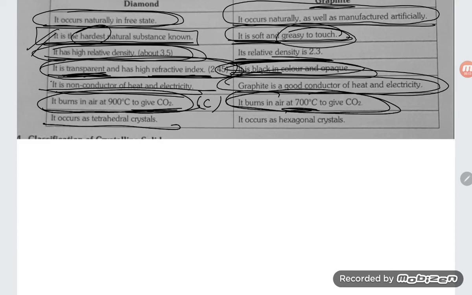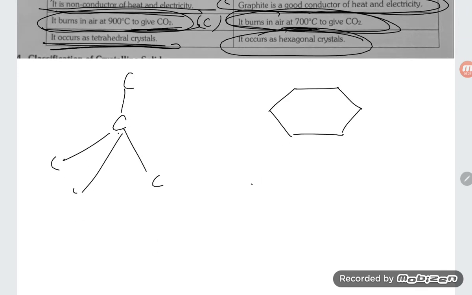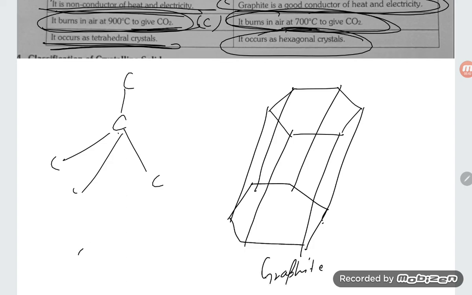Diamond occurs as a tetrahedral crystal, as I already told you, while graphite occurs in a hexagonal form, with a layered structure, students. It forms layers like this. This is the layered structure. So this is the graphite, and what about this, students? This is the diamond.